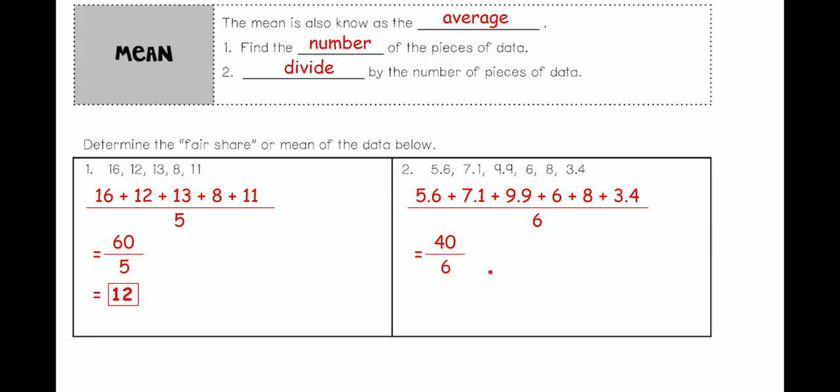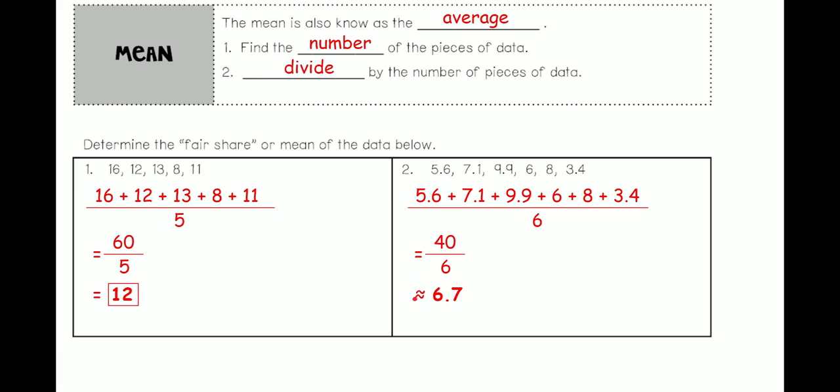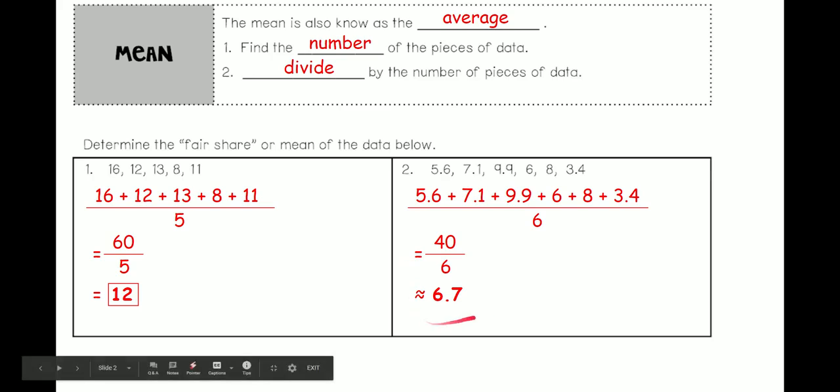We're going to divide it by the 6 people, and it looks like we get a funky decimal, 6.666 repeating. We're going to round that up to 6.7. Now, this squiggly equal sign is not a mistake. The squiggly equal sign means approximately equals. So 40 divided by 6 approximately equals 6.7.